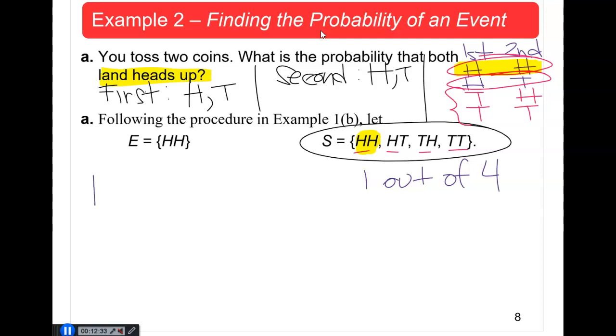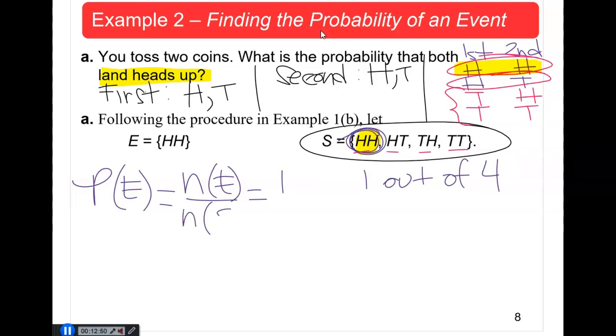So the probability that you will obtain heads on both coins will be the number of occurrences for that event, which is only 1. This is the only way. And the number of elements in the sample space is 4.